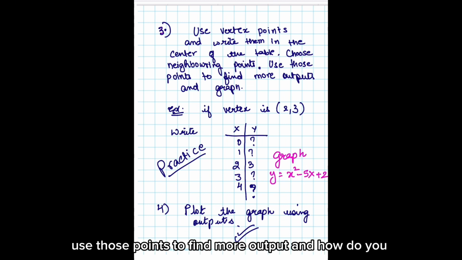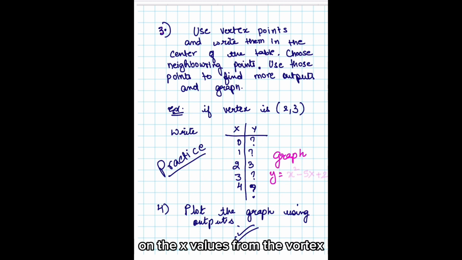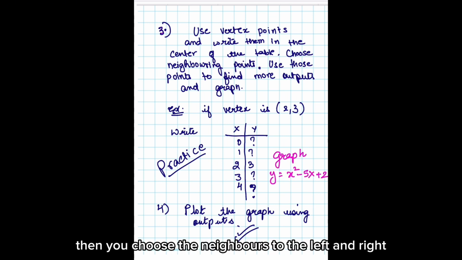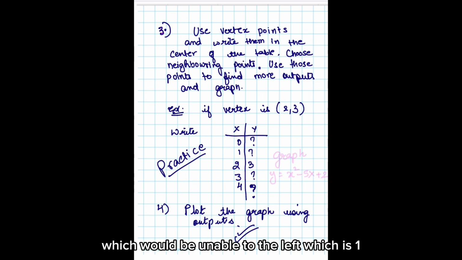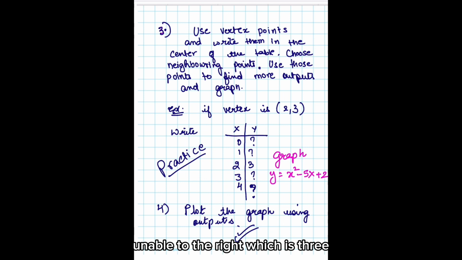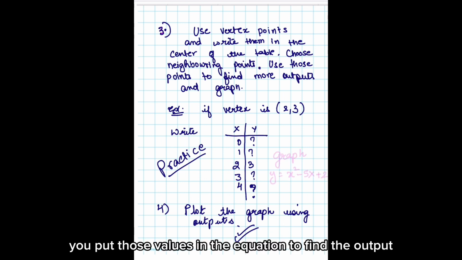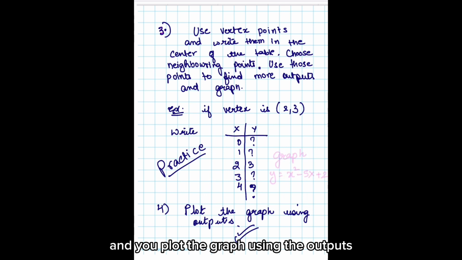Use those points to find more output. And how do you decide on the x values from the vertex? Just choose the neighboring points. So if the vertex is 2 and 3, then you choose the neighbors to the left and right, which would be a neighbor to the left, which is 1, and a neighbor to the right, which is 3. You put those values in the equation to find the output and you plot the graph using the outputs.